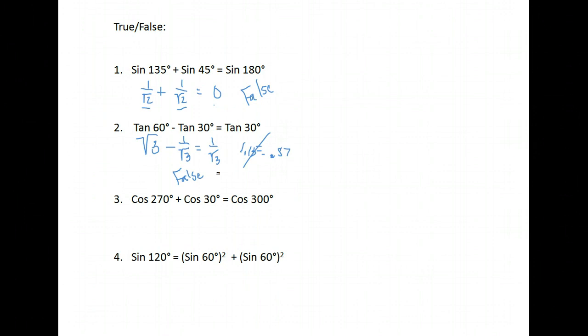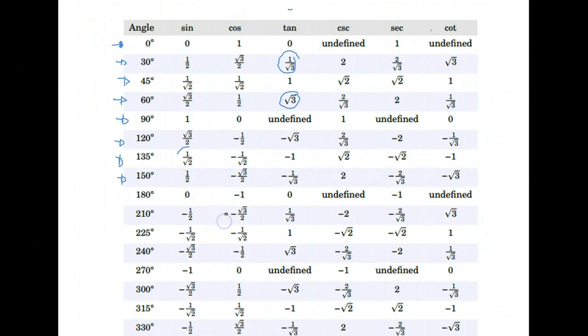And they're not equal. All right, the cosine of 270 plus the cosine of 30. Let's take a look. Cosine of 270, we're on our cosines here, 270 is 0. Plus the cosine of 30 is the other one they wanted us to use. So cosine 30 is root 3 over 2. And they want to know if that's equal to the cosine of 300, which is 1/2.